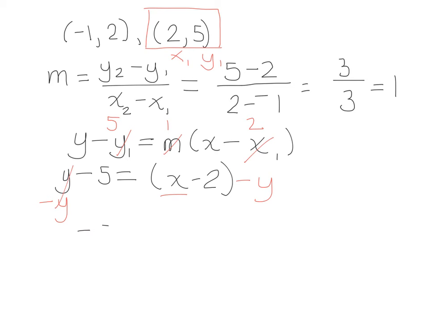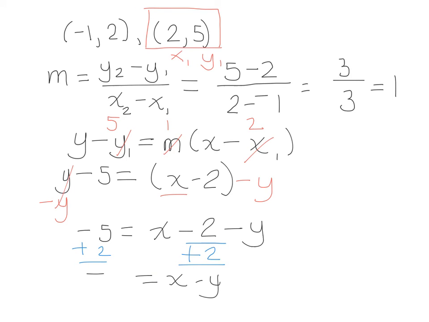That leaves me with negative 5 equals x minus 2 minus y. The only thing I have left to move is my constant of negative 2 to the other side. So I'll add positive 2 to both sides, and I'll have x minus y is equal to negative 3. My equation is now in standard form.